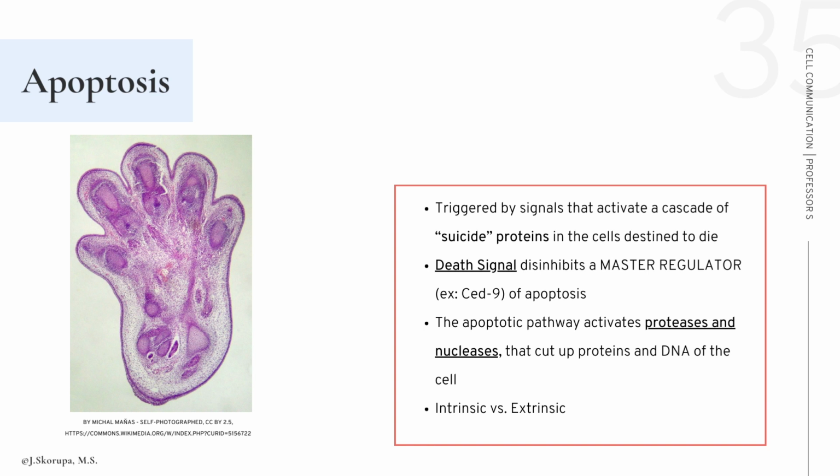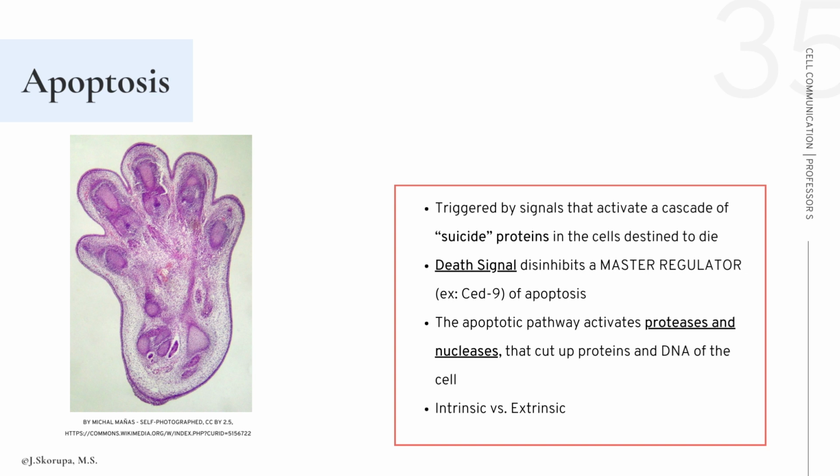Again, apoptosis is programmed cell death. It's triggered by signals that activate a cascade of so-called suicide proteins in the cells that are destined to die. These signals are aptly named death signals. Often there's a master regulator which acts as a brake and prevents apoptosis. In C. elegans, CED9 is one of these master regulators. Death signals disinhibit that master regulator, allowing the apoptotic signaling cascade to commence.